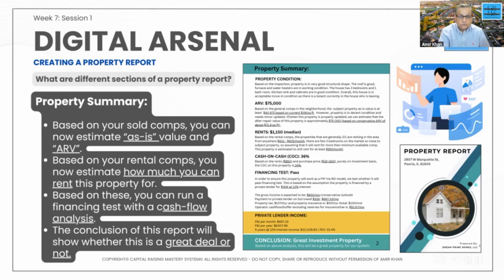Based on your rental comps, I do the same thing, and I estimate how much you can rent this property for. Again, remember the Zillow report is an estimate. It's called a Zestimate, right? Literally, it gives you a range. But you do have to figure out a number. So how do you come up with a number? In that video I show you exactly that.